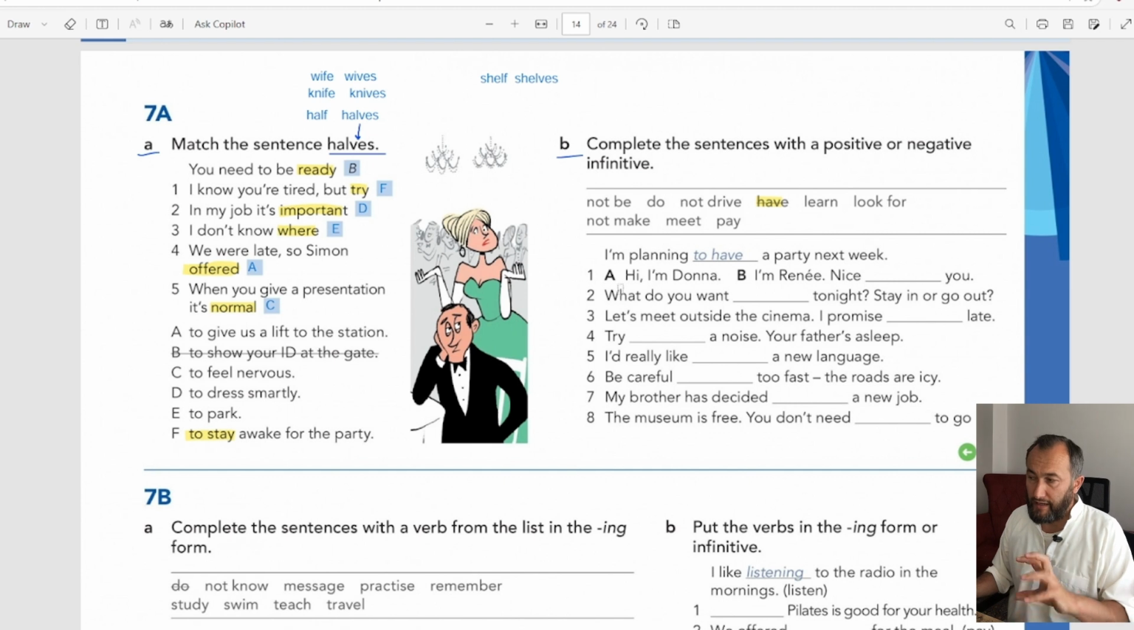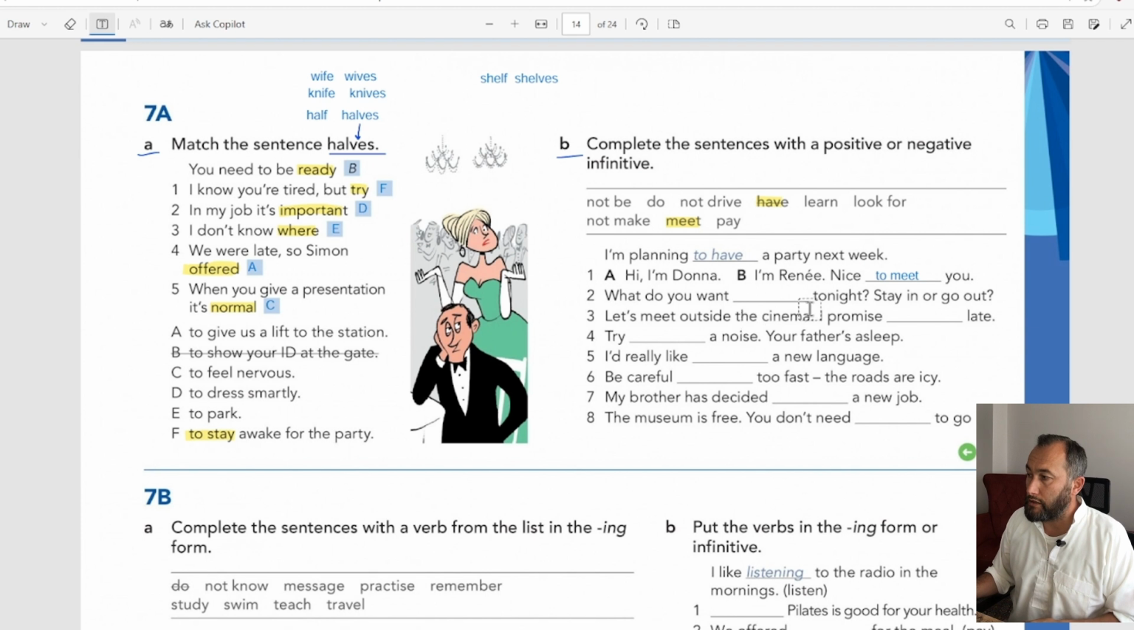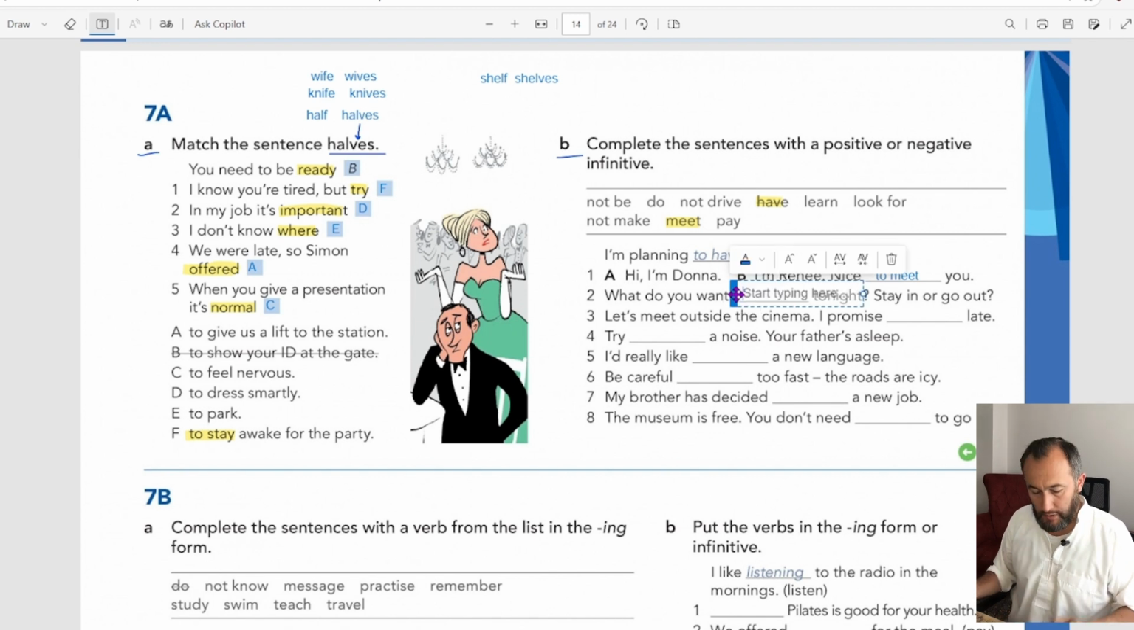Number 1, A is asking, hi, I'm Donna. And B saying, I'm Rini. Nice. Nice is adjective. So it will be nice to meet you. Nice to meet you. So we're going to write it down here. Nice to meet you. That's it. Number 2, what do you want tonight? Stay in or go out? So what do you want to do? Right? Let's make what do you want to do tonight? So do is gone.